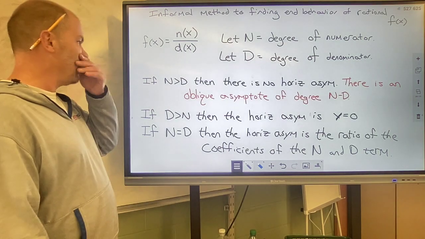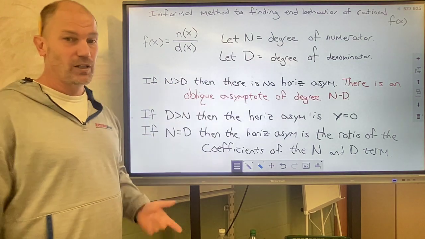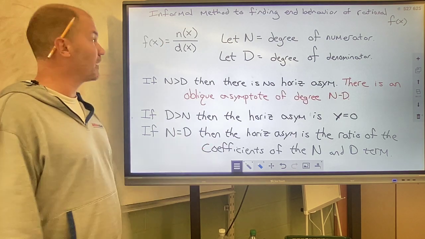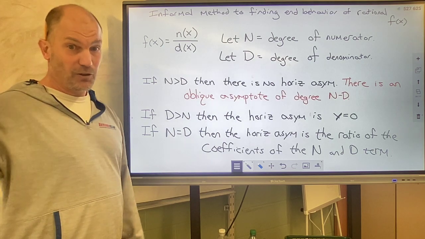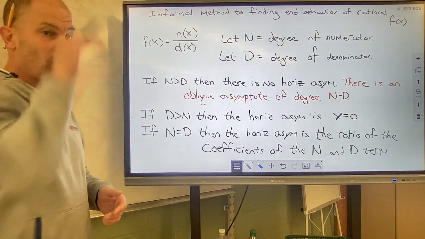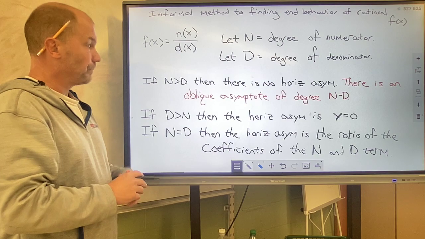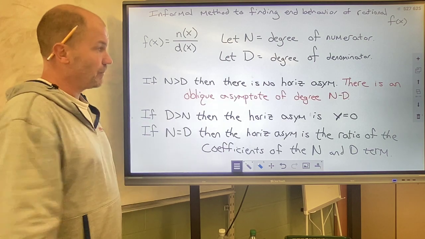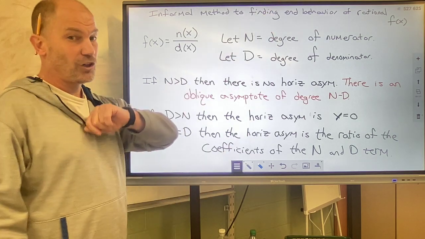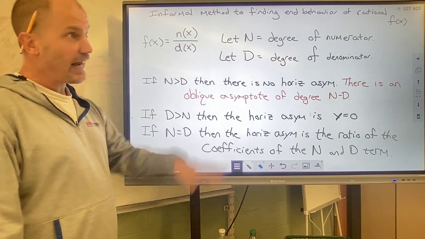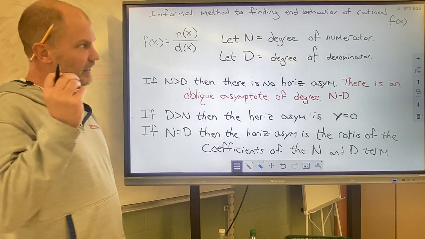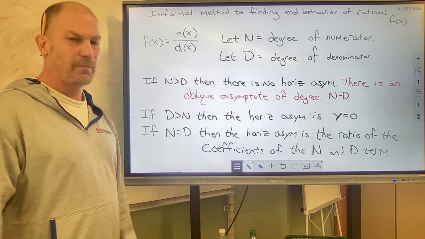So it boils down to basically if n is greater than d, there is no horizontal asymptote, right? If the numerator is growing faster than the denominator, because the exponent's bigger in the numerator than the denominator, it makes sense that that function is going to go off towards infinity or towards negative infinity. So there is no horizontal asymptote. There is an oblique asymptote, which means it's going to start approximating a different curve. And the degree of that asymptote is the degree of the numerator minus the degree of the denominator. And we'll talk about that in a moment.